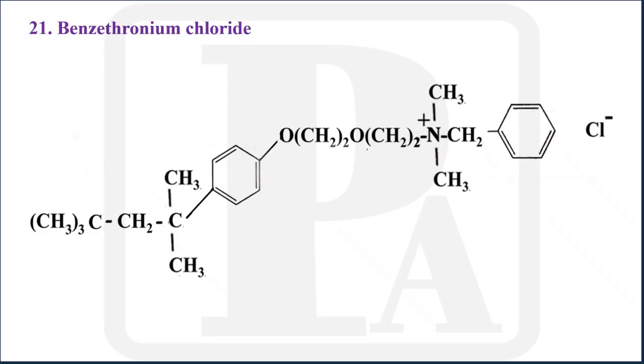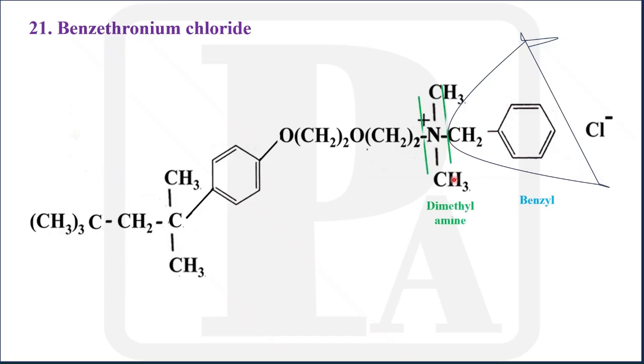Now we are going to see the next drug, called benzethonium chloride. Look at the structure of benzethonium chloride. First it has benzyl. This part is called benzyl. That benzyl is connected with dimethylamine, which is connected with two ethoxys. First we have a benzyl connected with dimethylamine, connected with two ethoxys. Those ethoxys are connected with phenyl.